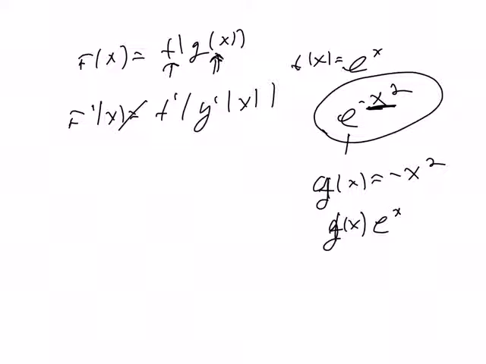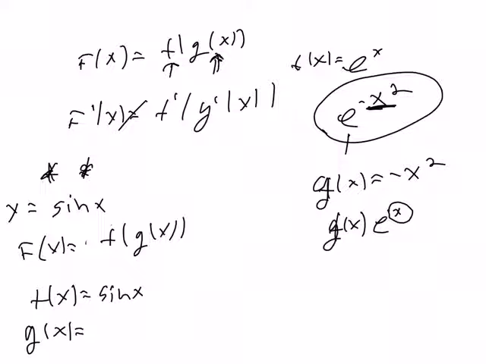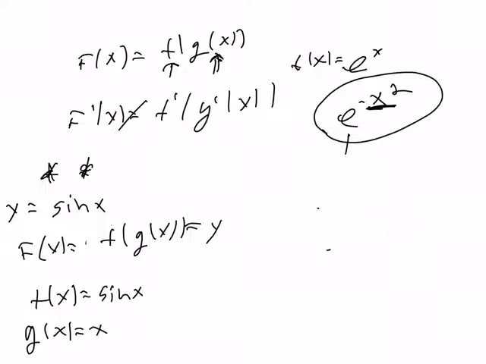Now, you might ask, well, x itself is a function, right? Let's look at sine of x. Let's take y is equal to sine of x. Well, we can take F of x is equal to little f of g of x, where f of x is equal to sine of x and g of x is equal to x, right? This is completely reasonable, and then this is going to be equal to y. The chain rule will still say that this is fine.